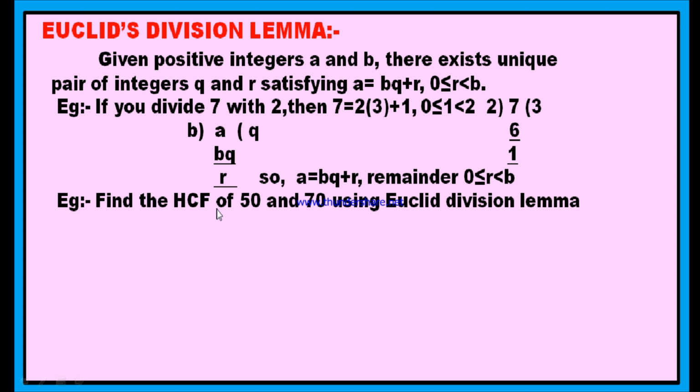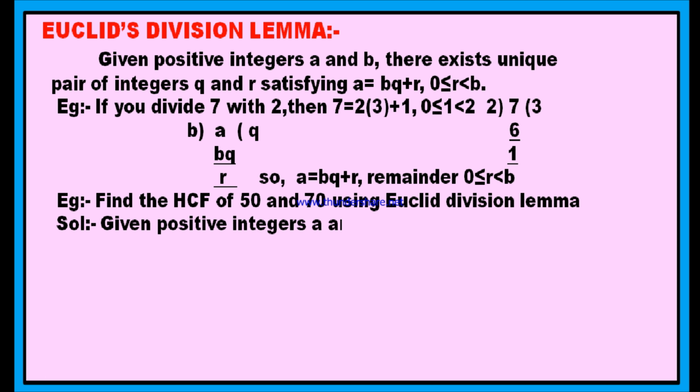HCF is also called GCD, please keep this in mind. HCF means highest common factor and GCD means greatest common divisor. Factor and divisor are the same. Highest common factor is HCF, and greatest common divisor is GCD. Both are the same. Find the HCF of 50 and 70 using Euclid's division lemma.